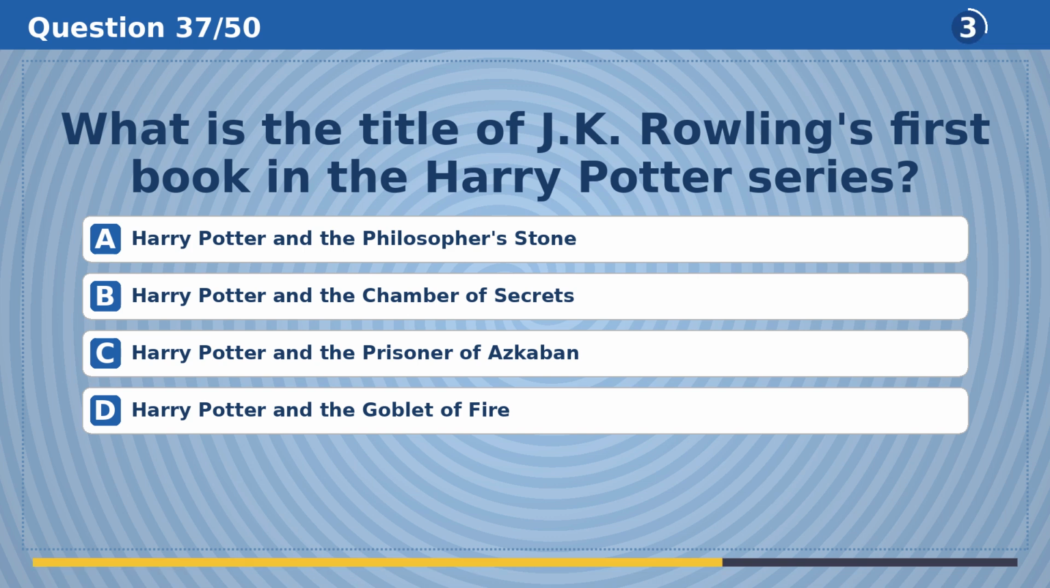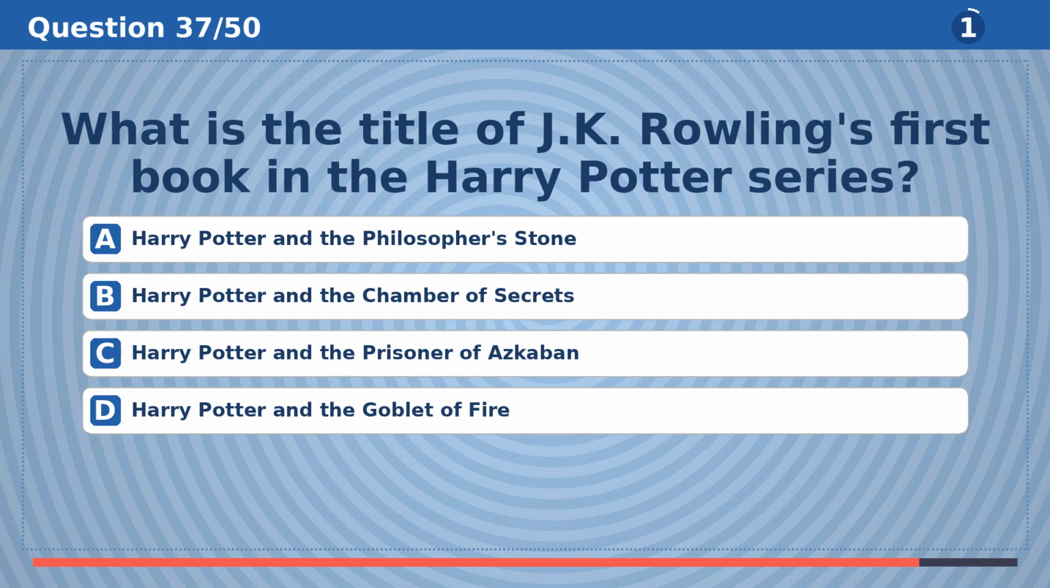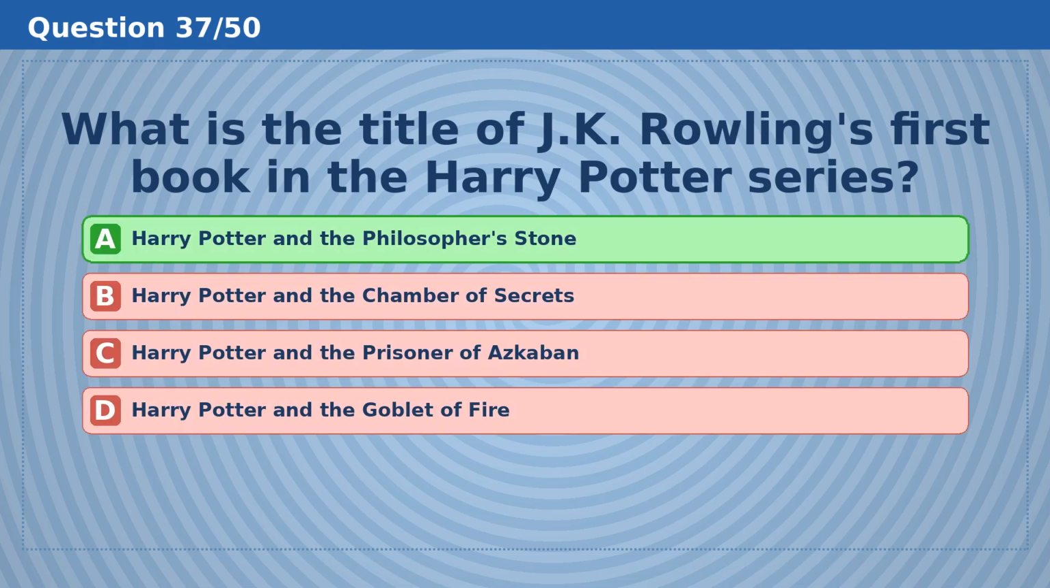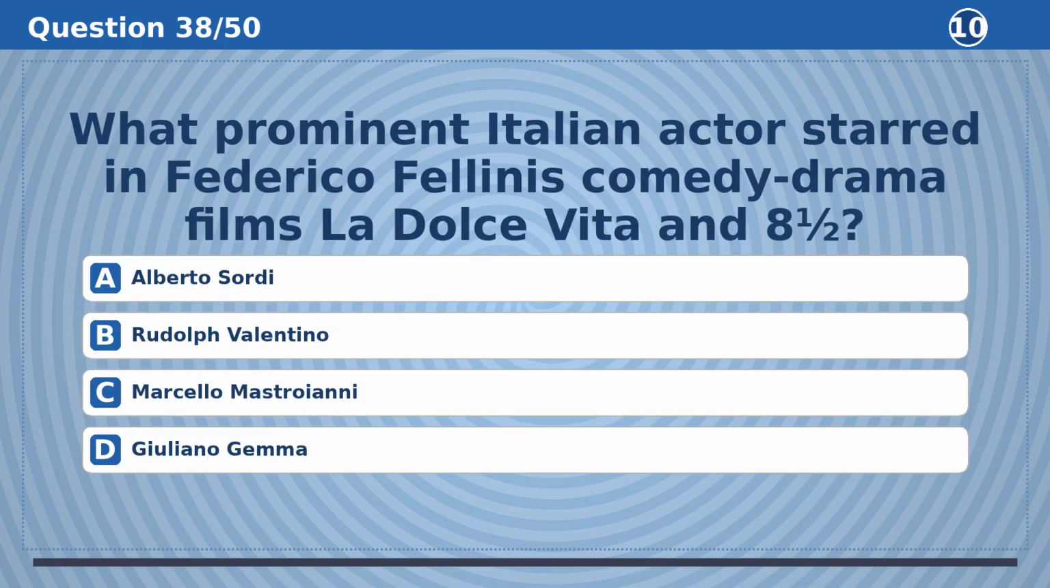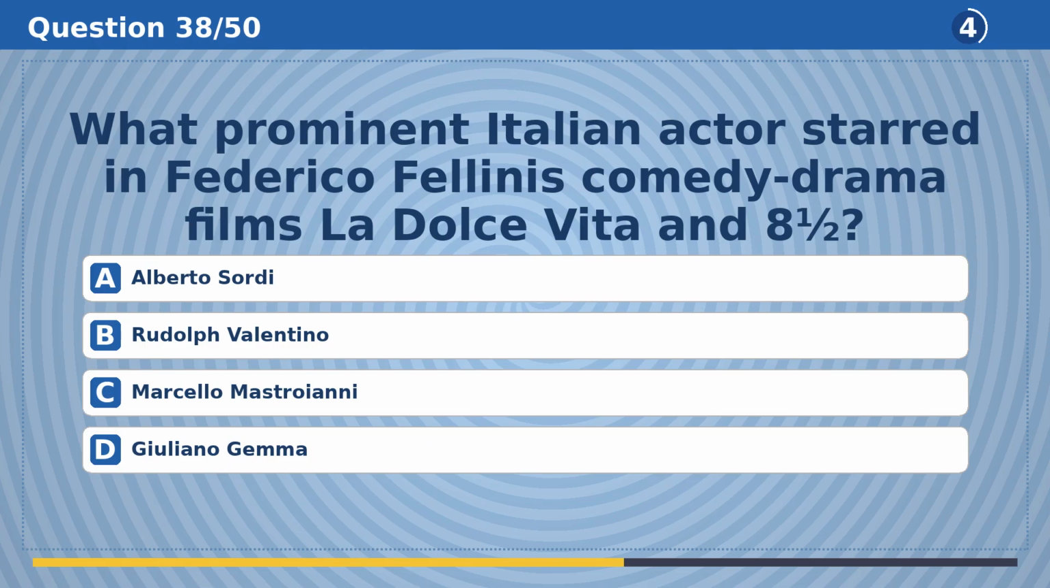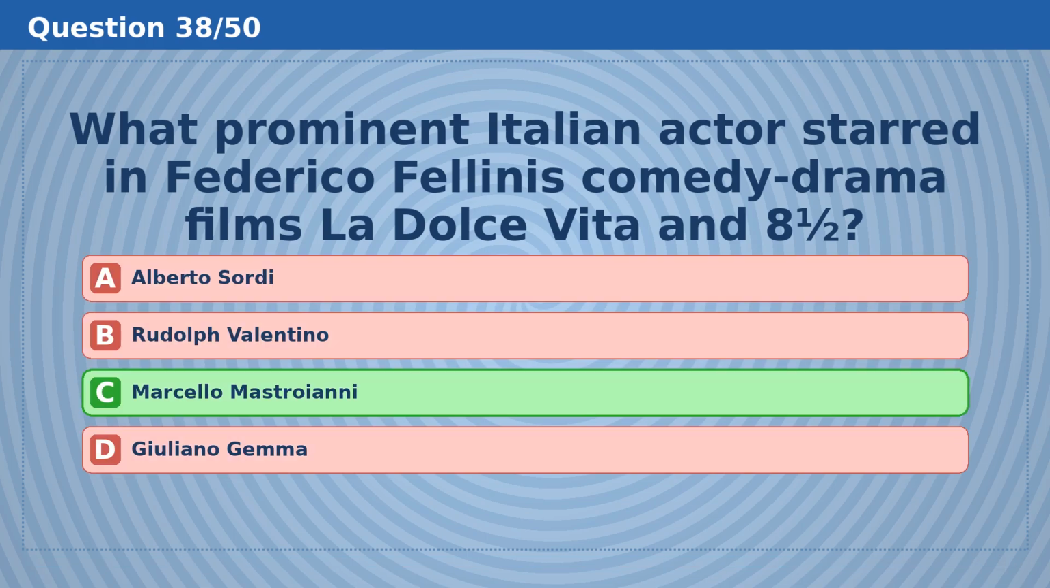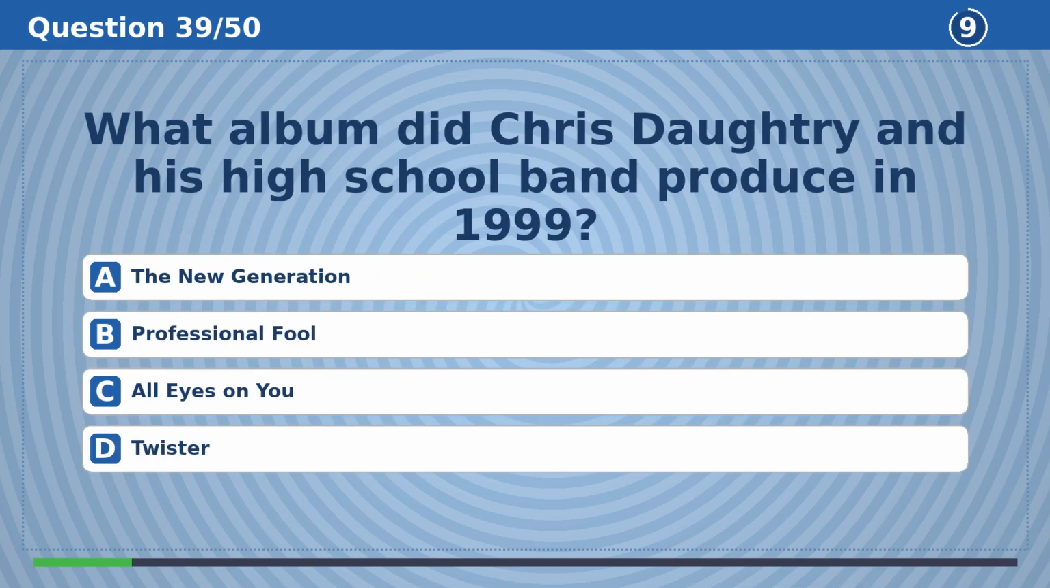What is the title of J.K. Rowling's first book in the Harry Potter series? The answer is A. Harry Potter and the Philosopher's Stone. What prominent Italian actor starred in Federico Fellini's comedy drama films La Dolce Vita and 8½? The answer is C. Marcello Mastroianni.